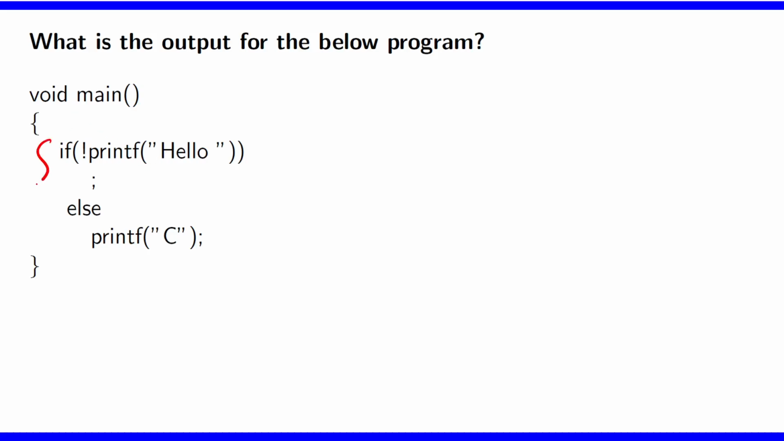You have to focus only on this logic here: if not of printf hello, only semicolon, and else printf c. Maybe it looks a bit old because int main is there and return 0 is not. Ignore that. Just guess the answer of this problem. I will give you some time. Please take pen and paper, try to solve this and guess the output. If you are done, you can reply to me in the chat box.